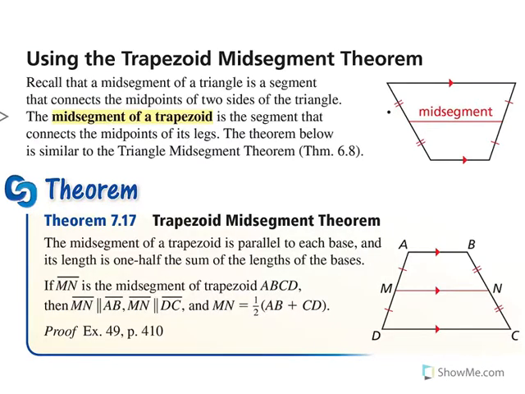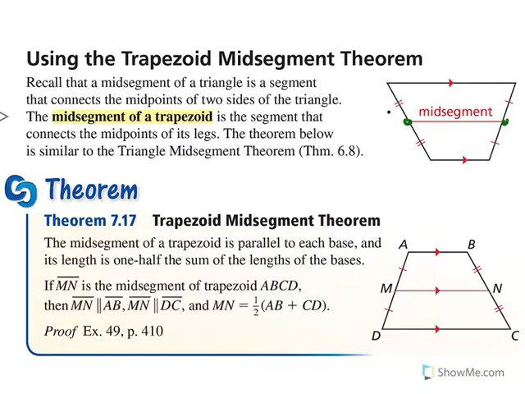Just like we were looking at before with mid-segments in triangles, we can also do mid-segments with trapezoids. A mid-segment works the same way. Think about a mid-segment in a triangle connecting the midpoints of two sides. So the mid-segment of a trapezoid connects the two midpoints of the two legs of our trapezoid, the sides that are not parallel with each other.